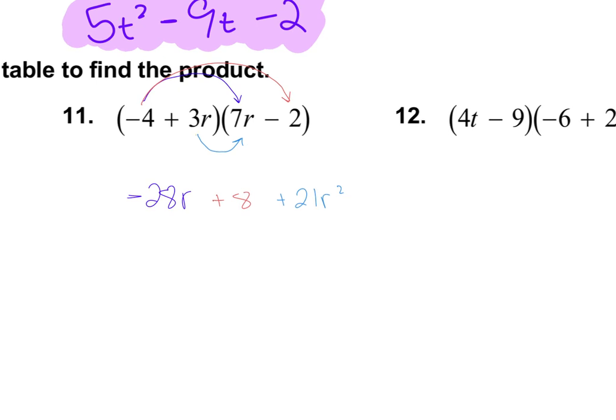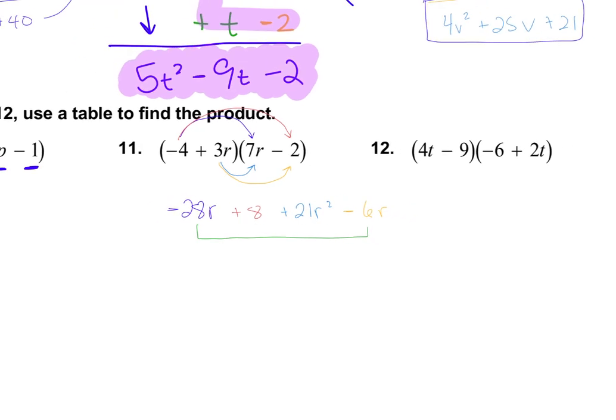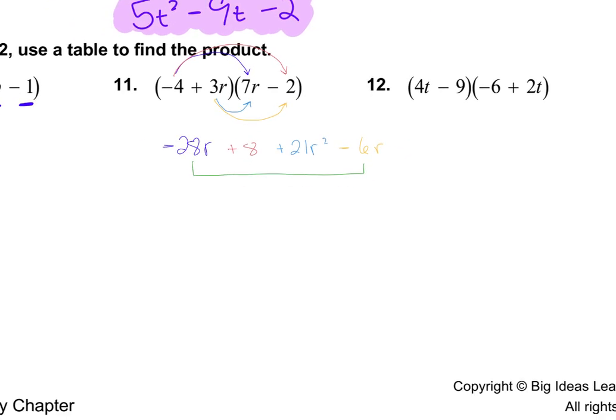And next, 3r times negative 2, well, that's negative 6r. Now, oh, look, we do have like terms. That's not the point. It's not that you won't get like terms. It's just because they weren't following standard form, it didn't really produce this nice kind of pattern at the end.